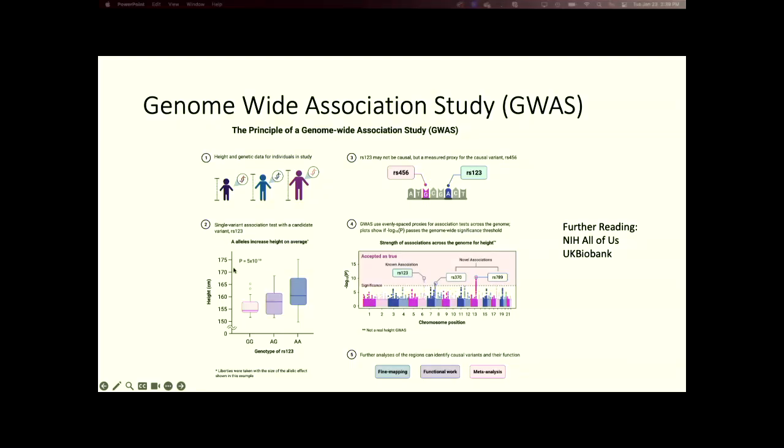We can look for single variants that are associated. We can do a single variant association test with a candidate gene, a candidate variant of a gene, to see if it affects height in this polygenic, non-Mendelian universe we're living in.